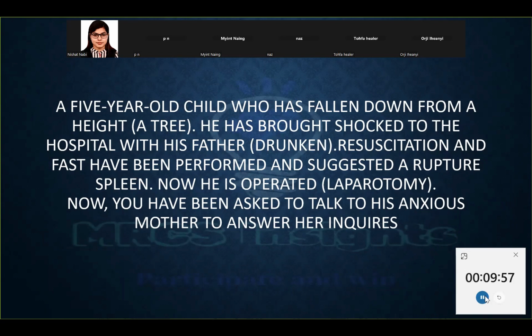Can you please say the same aloud? A 5-year-old child who has fallen down from a tree. He has been brought in shocked to the hospital with his father, drunk. He was resuscitated, a FAST scan has been performed and suggested a ruptured spleen. Now he is operated on, a laparotomy. Now you have been asked to talk to his anxious mother and answer her queries. Okay, you can start, 20 seconds.